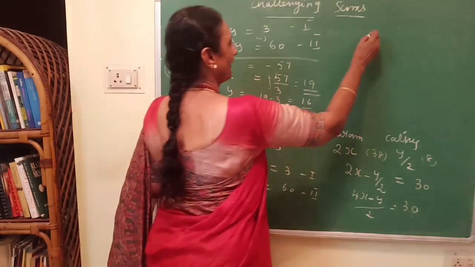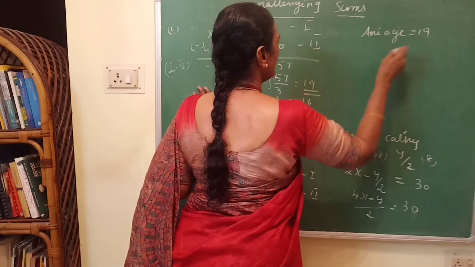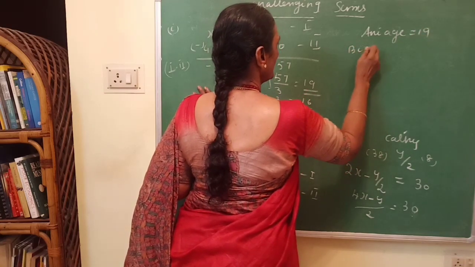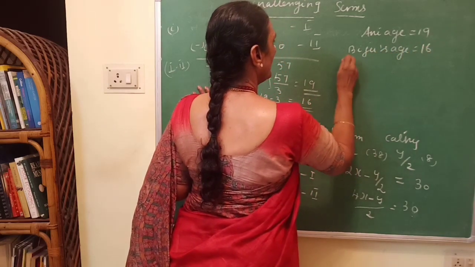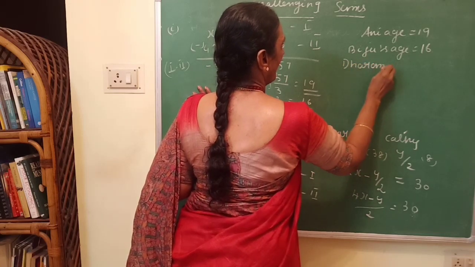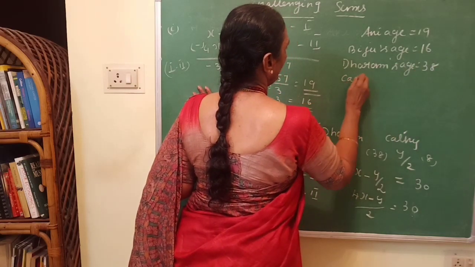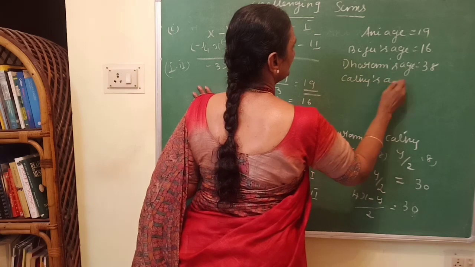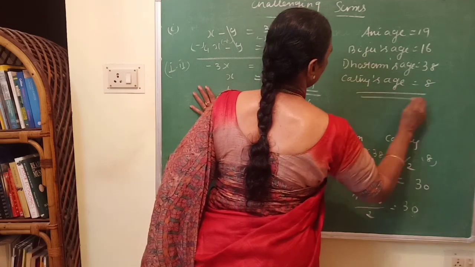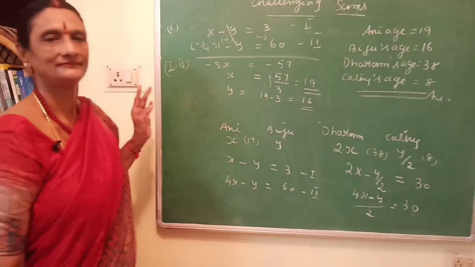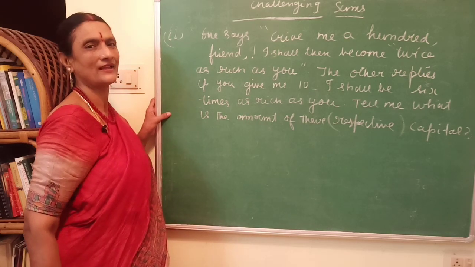Okay. So here you can write Ani's age, which is asked, which is equal to 19, and Baiju's age is equal to 16. Dharam's age is equal to 38, and Kathy's age, y by 2, that is 16 by 2, is 8. These are the answers.